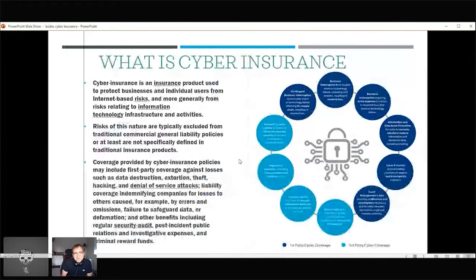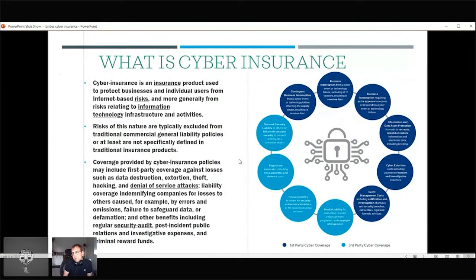So most people probably know about cyber insurance, but it's like any other insurance, I guess. It's a product that, if you have a business, you can use to protect it. Typically it was developed for internet-based risk, but it doesn't have to be coming from the internet. In general, it covers anything related to information technology, infrastructure and activities. In traditional insurance, those kinds of liabilities are usually excluded, so that's why you have to buy cyber insurance specifically.